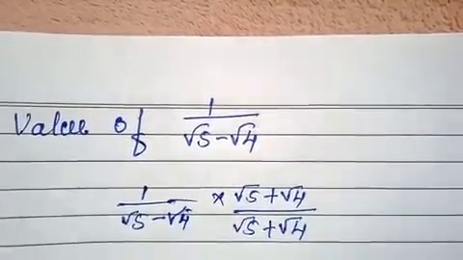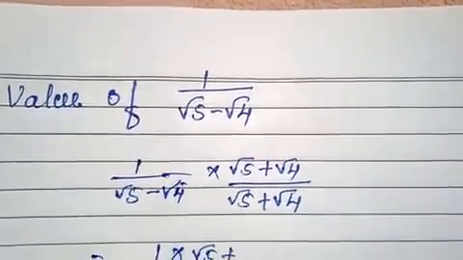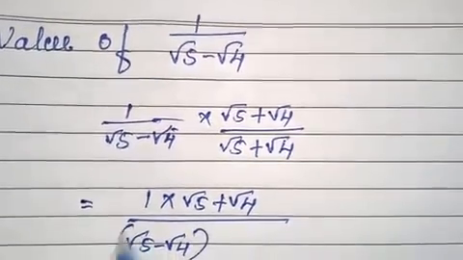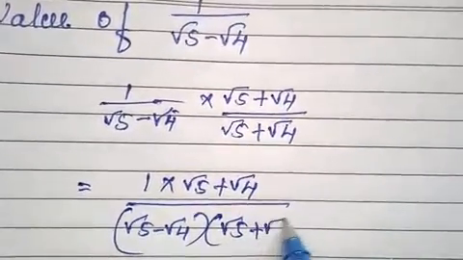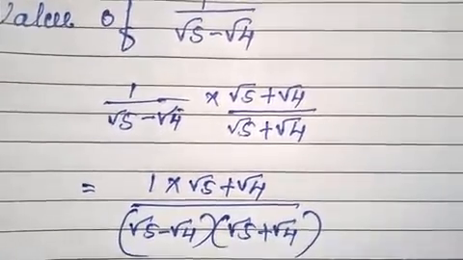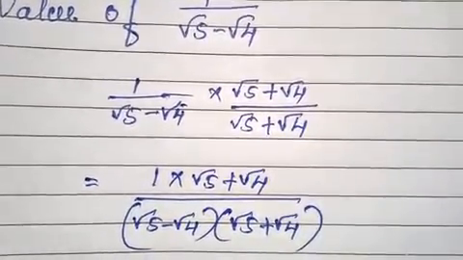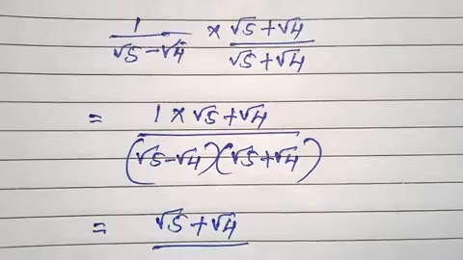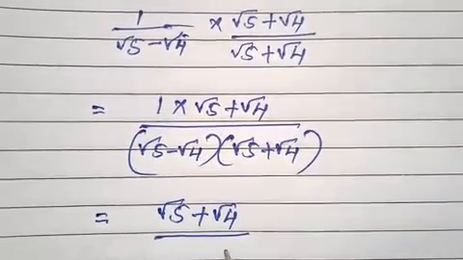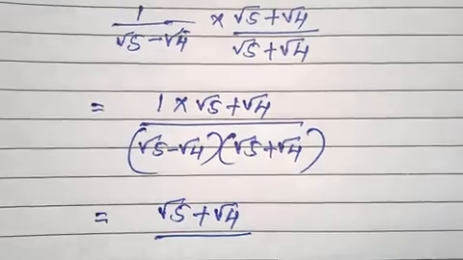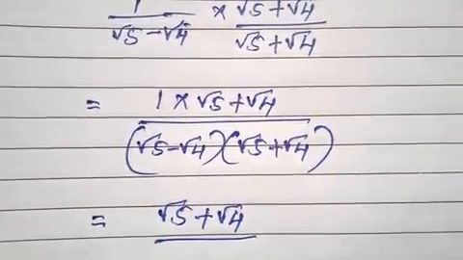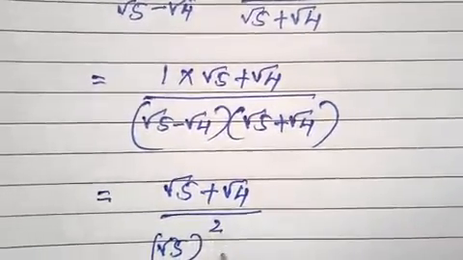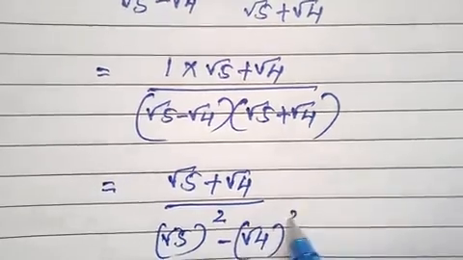So in the numerator we get 1 into root 5 plus root 4. In the denominator we get root 5 minus root 4 into root 5 plus root 4. In the numerator, 1 into root 5 plus root 4 will be root 5 plus root 4, because any number multiplied with 1, the answer will be the same number. Next, which identity should we apply? a plus b into a minus b is a square minus b square. So it will be root 5 square minus root 4 square.